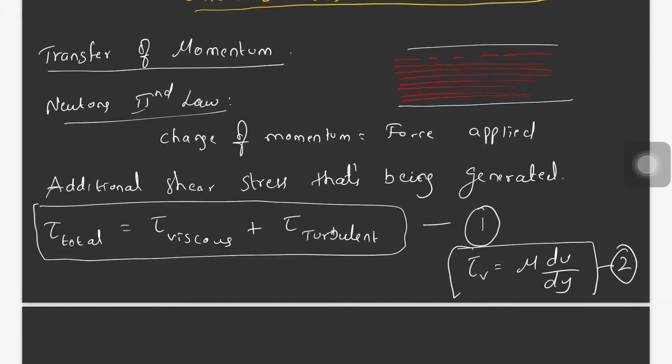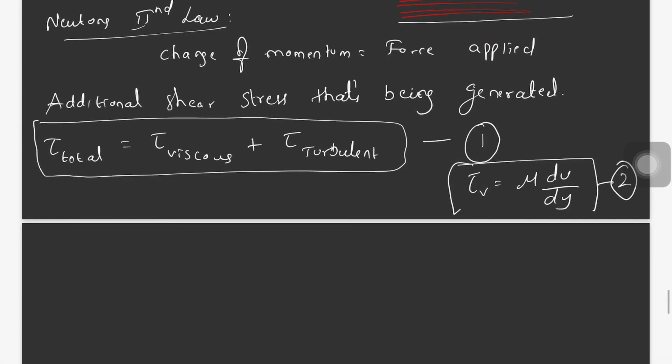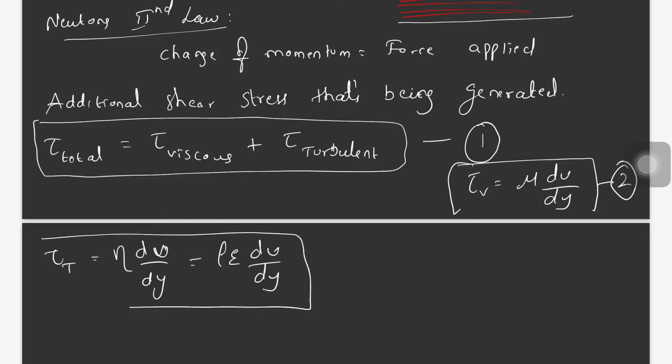Now, to calculate the forces or shear stresses due to the turbulence that has been generated, there are many theories in existence, but we will be considering one particular theory. That theory is proposed by a scientist named J. Boussinesq. According to him, tau turbulent, we'll call that tau t, is equal to eta dou v by dou u by dou y, that is equal to rho epsilon du by dy. If you have attended my class, this will be even easier to understand, but I'll try to explain.